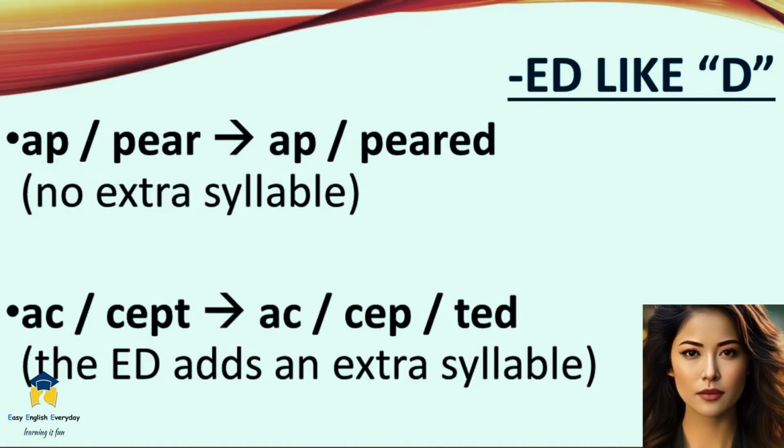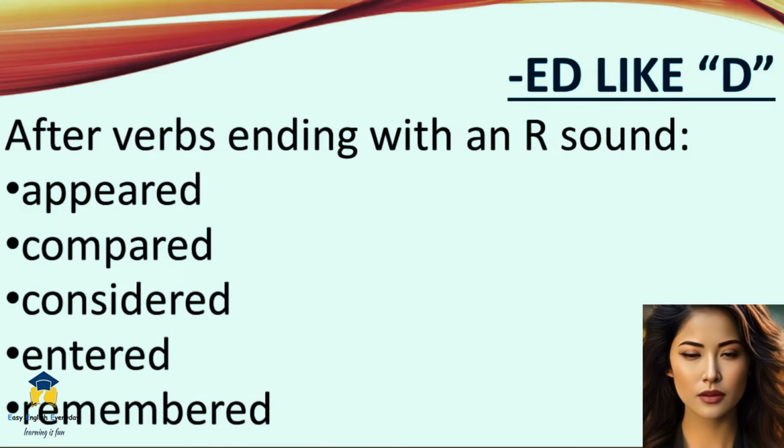But with the verb accept, the past tense is accepted. Accept has 2 syllables and accepted has 3. The ed adds an extra syllable. Let's practice pronouncing ed like D without the extra syllable. This happens after verbs ending with an R sound.